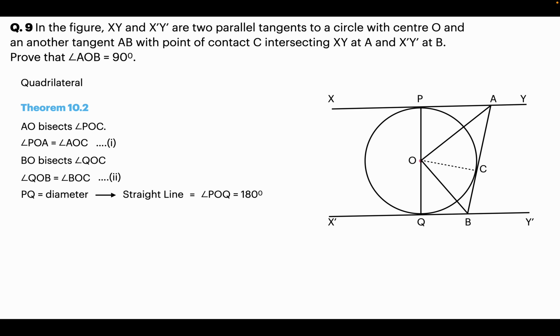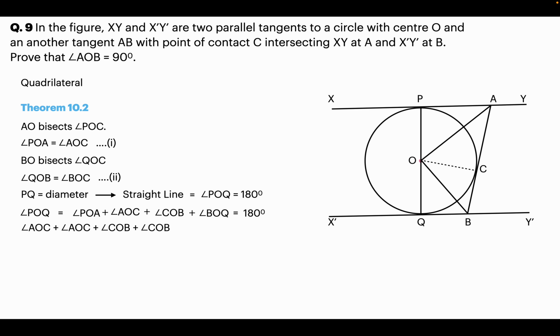And if you can see here, then POQ, I can break this angle up into 4 angles, that is POA, AOC, COB, and BOQ. So angle POQ is going to be angle POA plus angle AOC plus angle COB plus angle BOQ, which is going to be equal to 180 degrees. And now I can replace angle POA with angle AOC. That's what I know from expression 1.